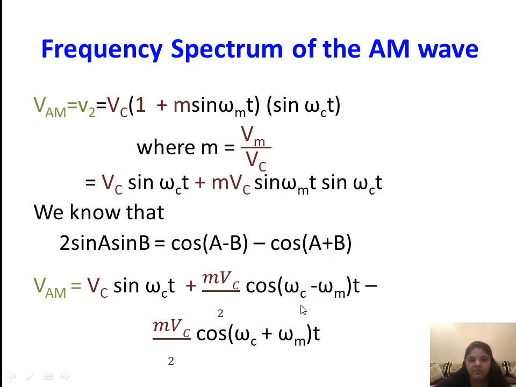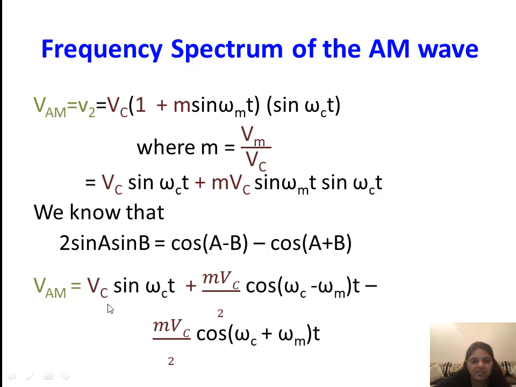Now over here we have to keep in mind that the carrier frequency is a high frequency wave, and omega m is a low frequency wave. So we should never write omega m minus omega c, because we can't subtract the higher from the lower. That is why it is omega c minus omega m, minus mVc by 2 cos omega c plus omega m into t. So this is the equation of the complete amplitude modulated wave.